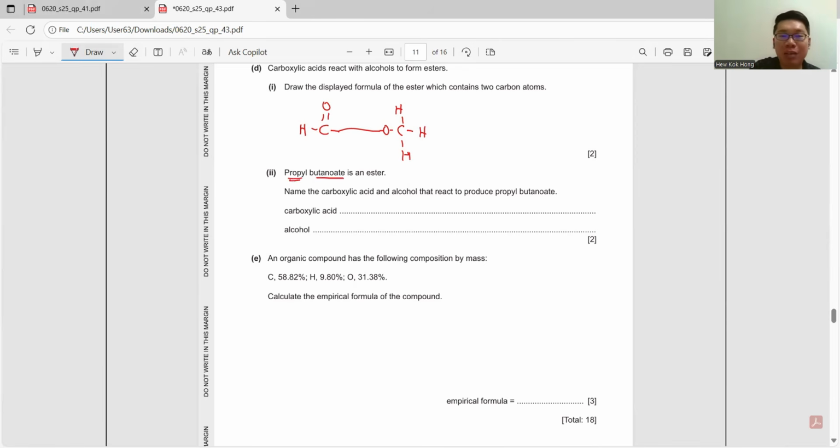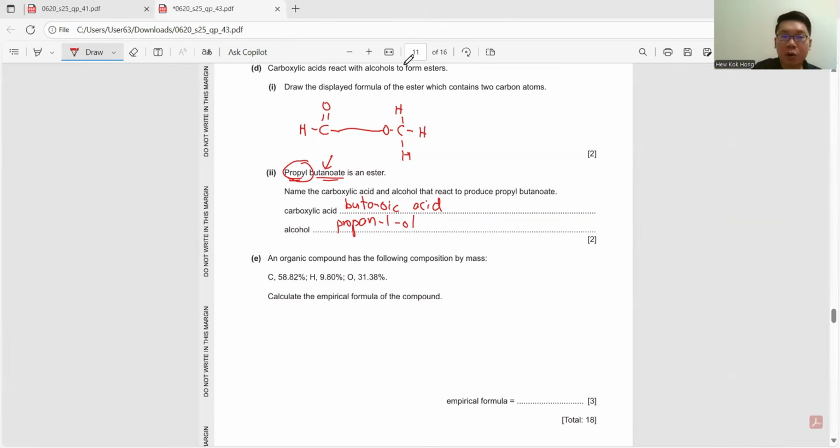Propyl butanoate is an ester. Name the carboxylic acid and alcohol. So this represent the alcohol part, which is propanol. But propanol have propan-1-ol and propan-2-ol. If they just say propyl, then confirm is the 1-ol. They need you to indicate it is 1-ol instead of 2-ol. Carboxylic acid comes from here, so it's butanoic acid.